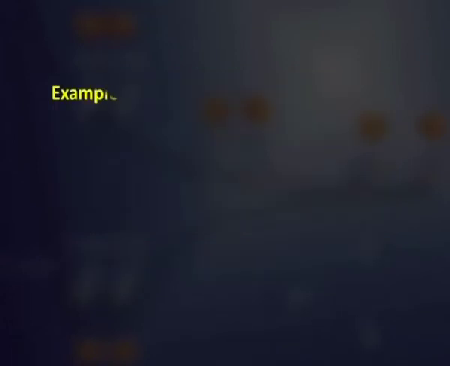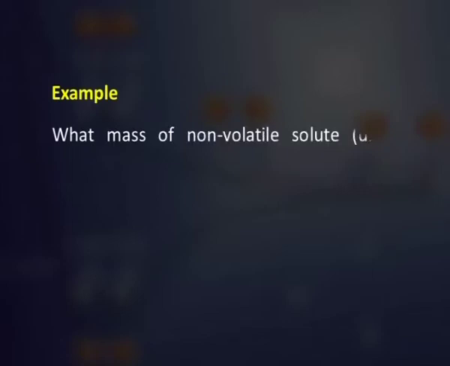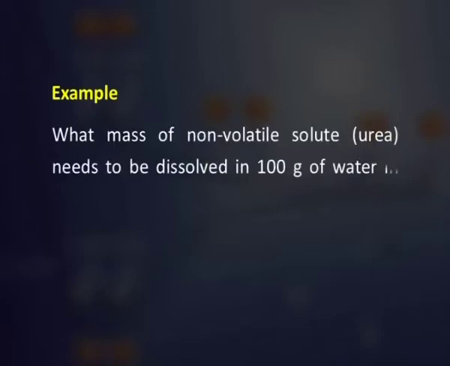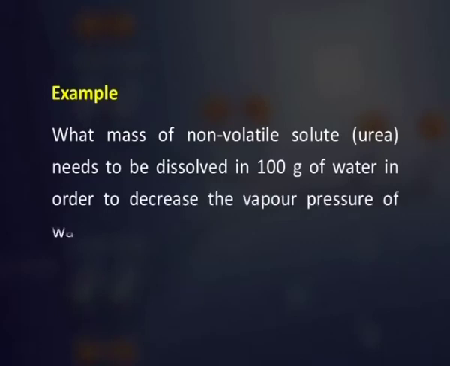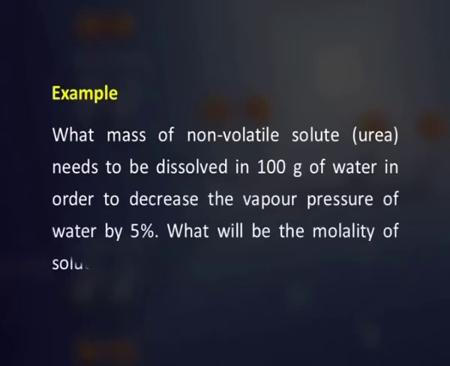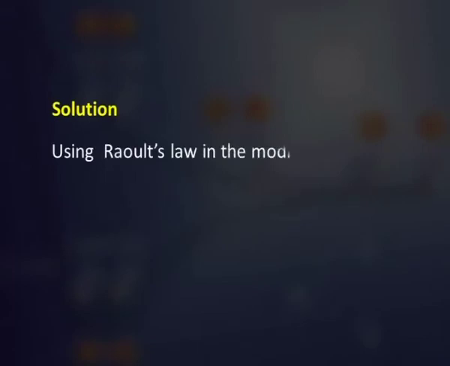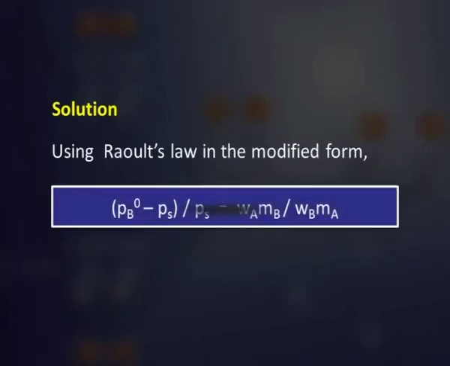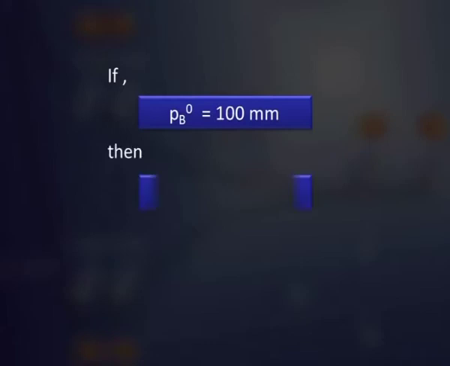We can also calculate the weight of the solute required to get some desirable decrease in vapor pressure. What mass of non-volatile solute, which is urea, needs to be dissolved in 100 grams of water in order to decrease the vapor pressure of water by 5%? What will be the molality of the solution? Now, we can use the modified form of Raoult's law, which is P naught B minus Ps upon Ps equal to moles of solute upon moles of solvent. Here P naught B is equal to 100 millimeters, then Ps is equal to 95 millimeters.